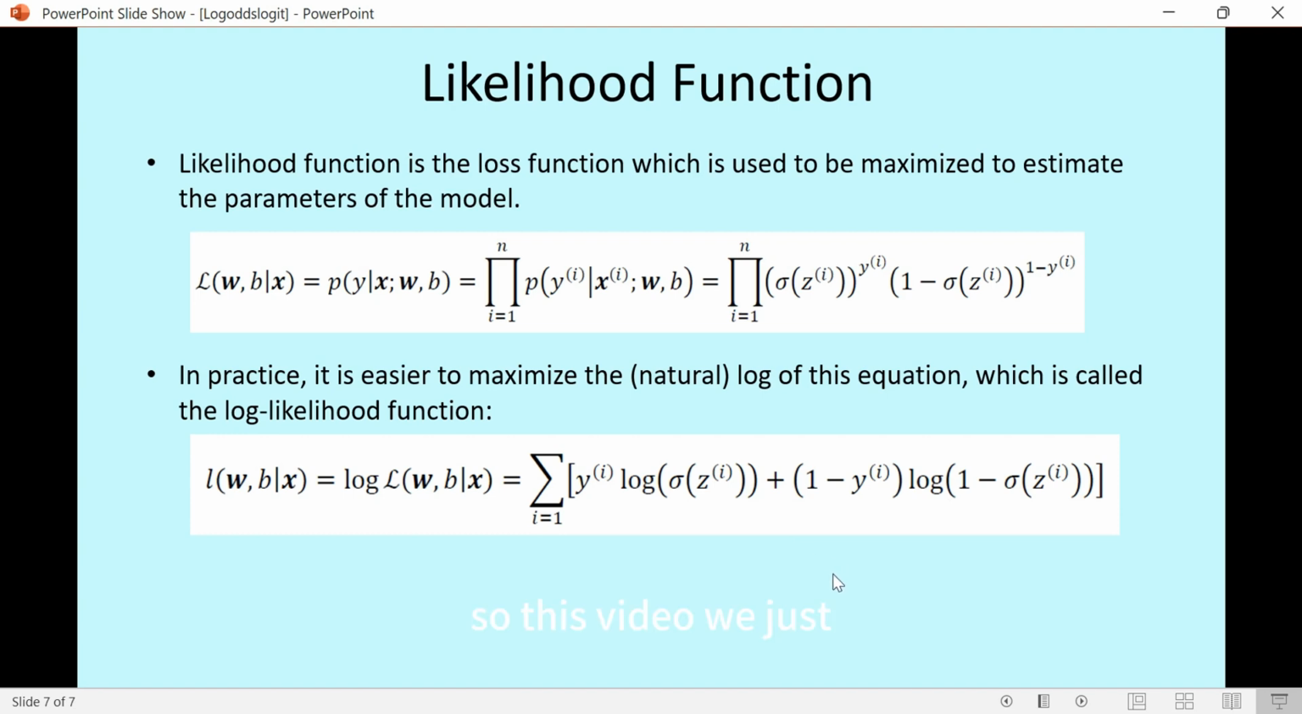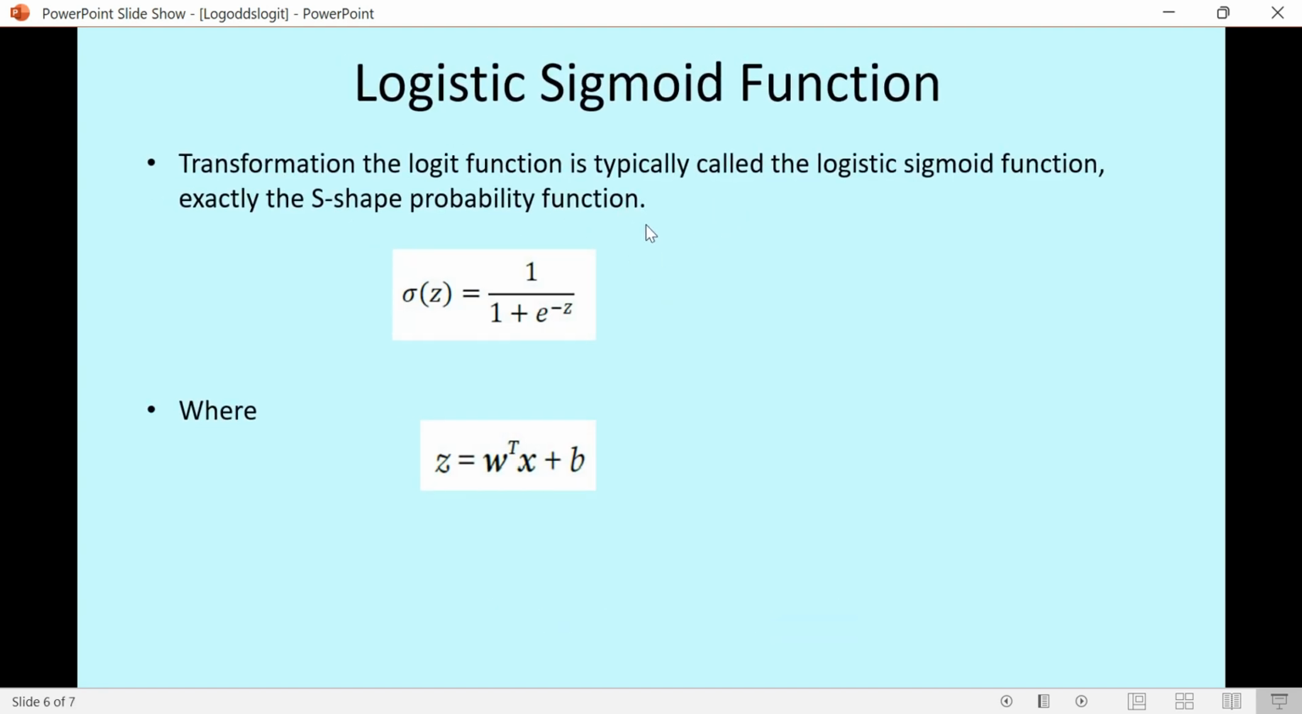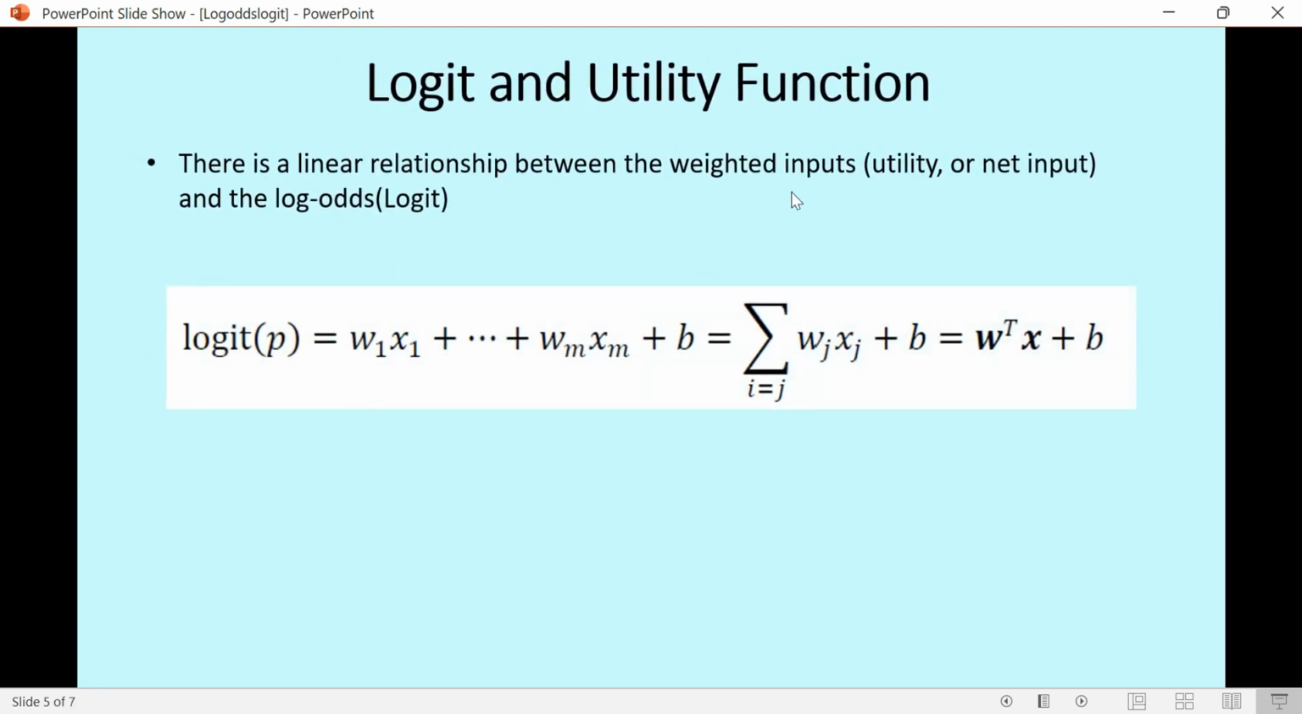So in this video we simply talked about logit, odds ratio, log odds ratio, and the likelihood function. And one thing to look back at: this is the linear expression of the explanatory variables, or characteristics of the people, times the parameters we want to estimate, and this is a scalar. This expression is often called the net input if we use logistic regression in machine learning.